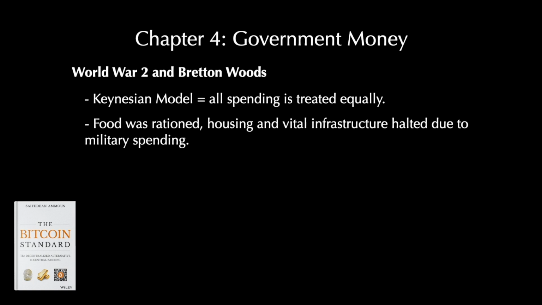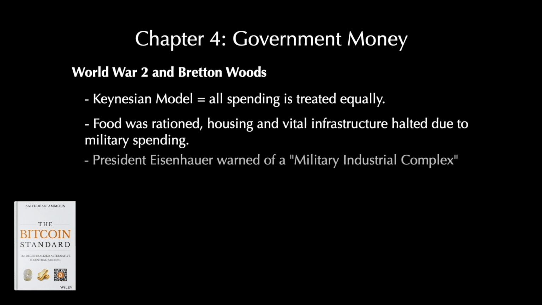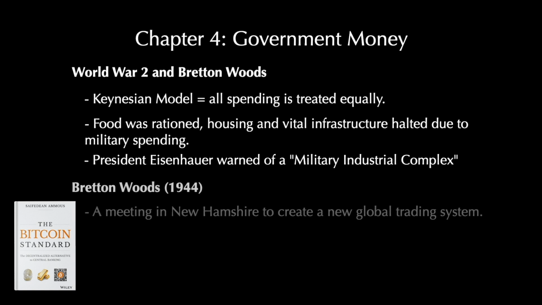This military spending led to an enormous industry, causing President Eisenhower to warn of a growing military-industrial complex that controls government by demanding ever more funding and driving U.S. foreign policy toward an endless series of expensive wars with no rational end goal or objective. At the end of World War II, the U.S. summoned its allies to Bretton Woods in New Hampshire to create a new global trading system.